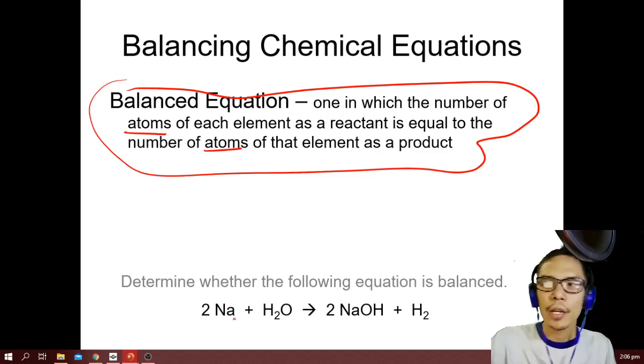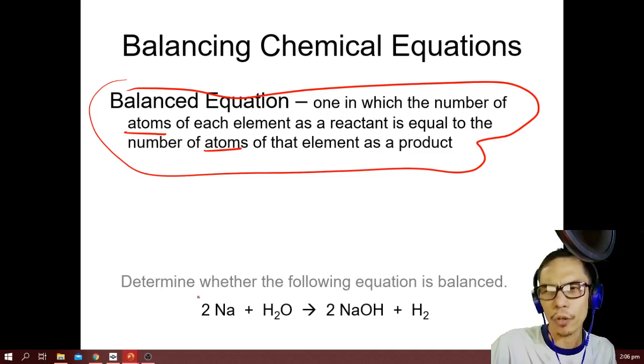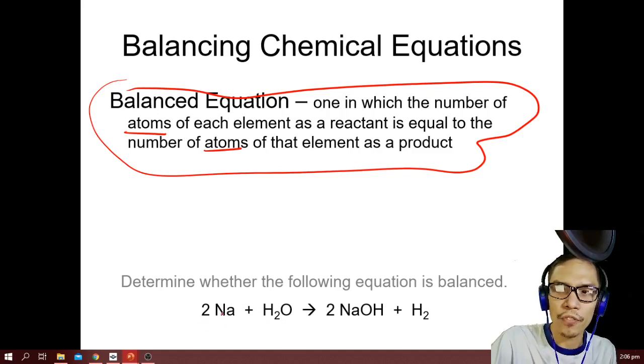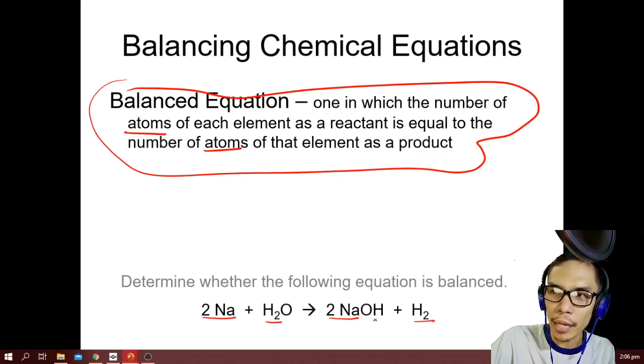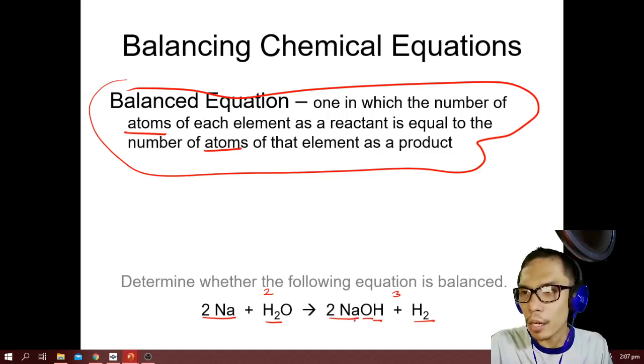Okay, so let's take a look at this one. Determine whether the equation below is balanced. So let's take a look. There are 2 atoms of this, and on the other side, there are also 2 atoms of that. So it is balanced. Alright, let's take a look at H2. H2 has 2 atoms here, and another one here, so 2 plus 1, 3. So it is not balanced because we have 3 hydrogen atoms here, whereas on the other side, we have 2. Alright, and oxygen. So we just have 1.